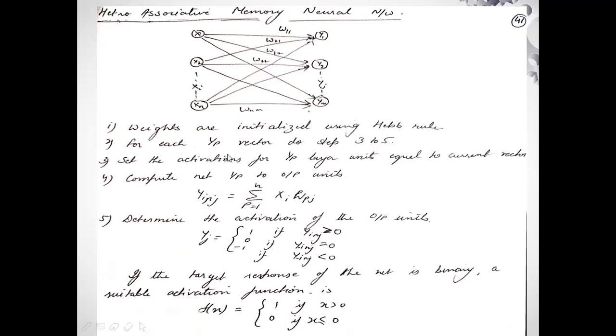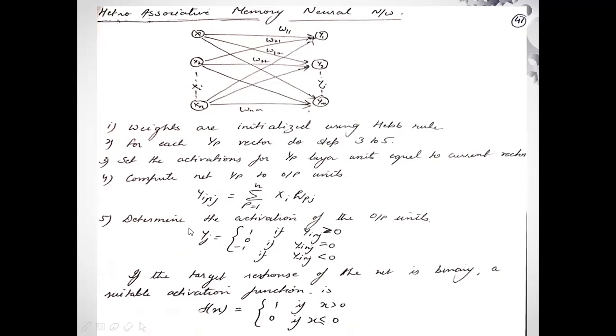We have to follow again the 3, 4, 5 steps. What is it? We have to set the activation for the input layer units equal to the current input vector. Now we have to compute the input to the output units. So Yin will be the same. See, the concept is the same, the net weighted output. That is, the net weighted output will be the sum of xi multiplied by wpj, where p is 1 to n.